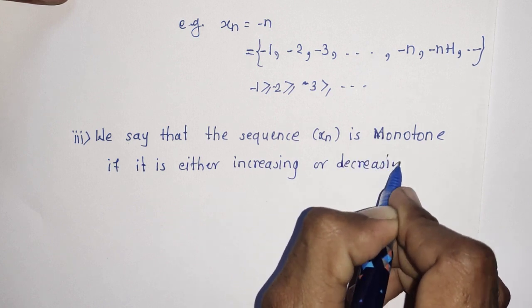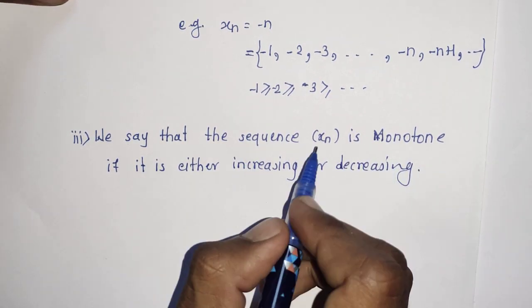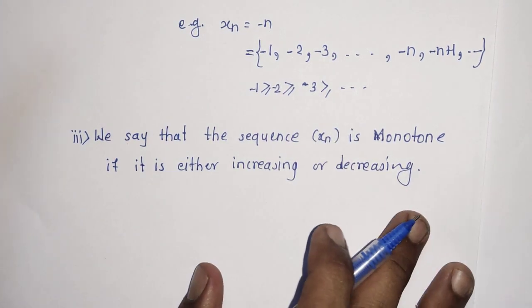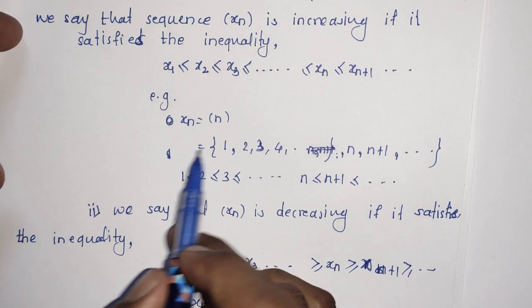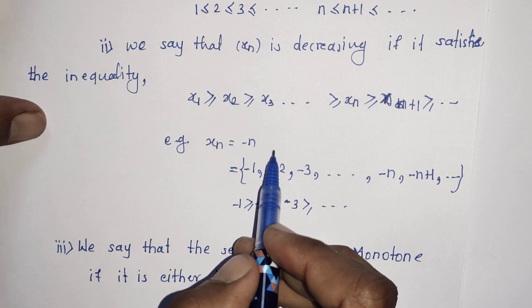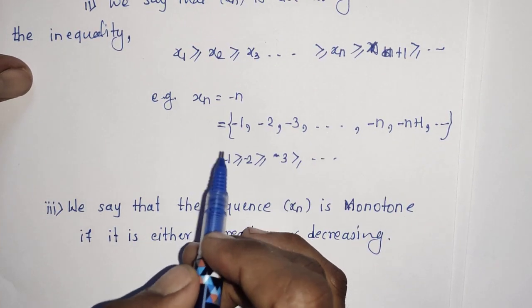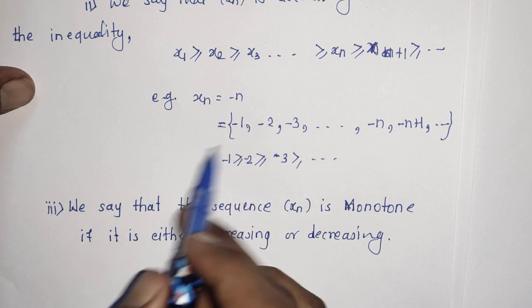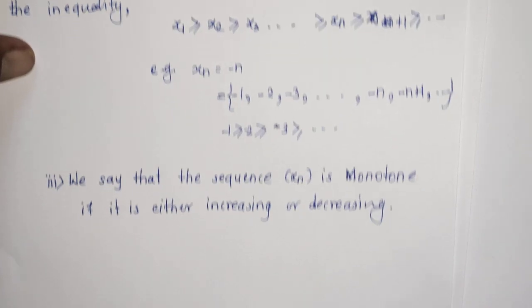It is either increasing or decreasing. A sequence xn is said to be monotone if it is either an increasing sequence or a decreasing sequence. So here the sequence xn = n is an increasing sequence, so it is also a monotone sequence. The second sequence, xn = minus n, is a decreasing sequence, so it is also a monotone sequence.